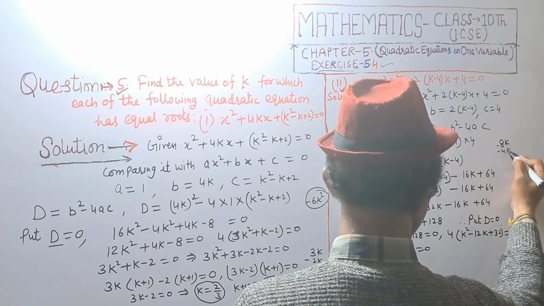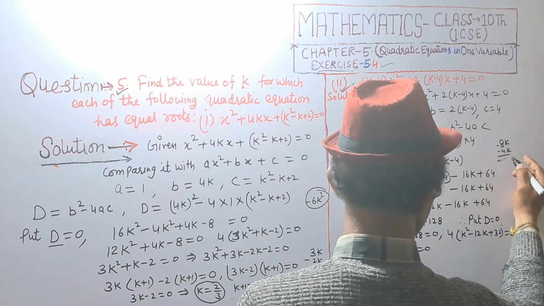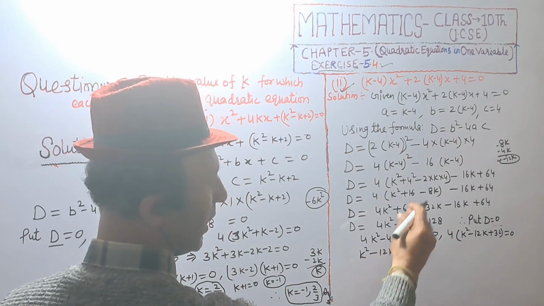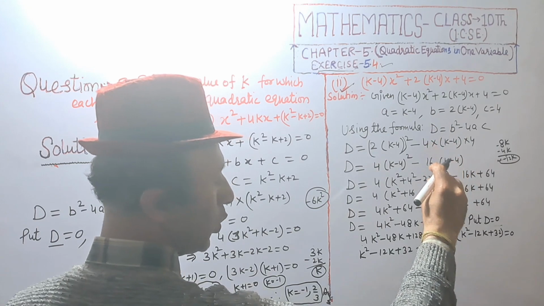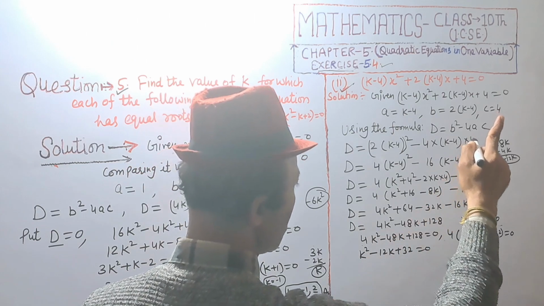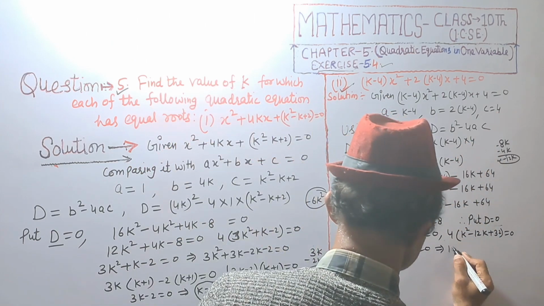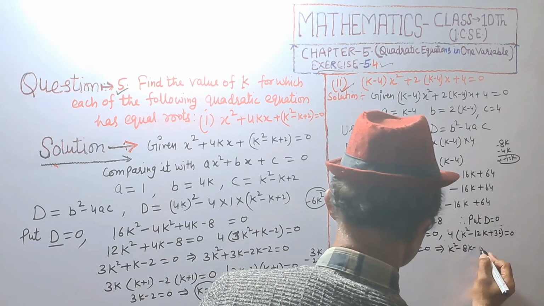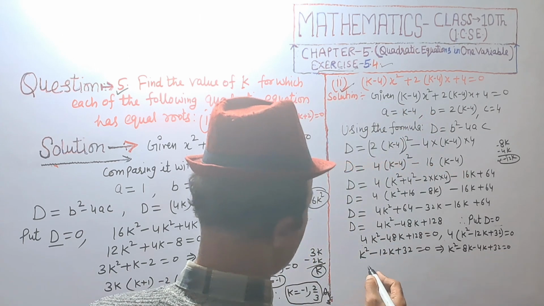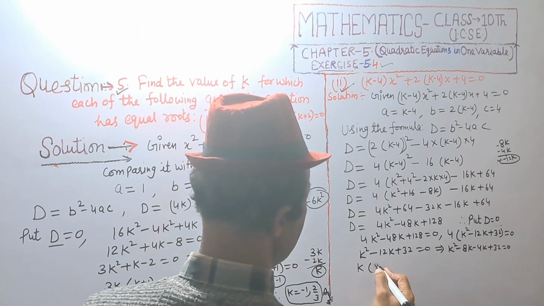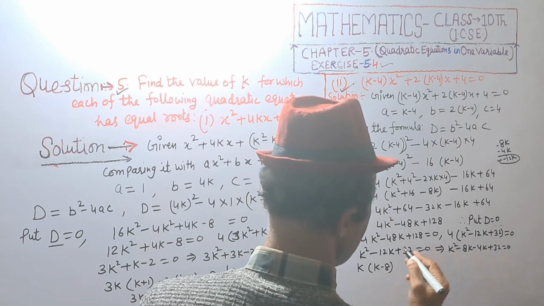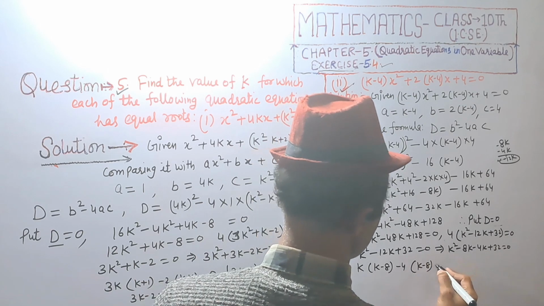8k minus 4k equals minus 12k. Their sum is equal to minus 12k, and 8k into 4k is equal to 32k square. The product will be 32k square, which implies k square minus 8k minus 4k plus 32 equal to 0, and k is common in the bracket k minus 8, and minus 4 common in the bracket k minus 8, equal to 0.